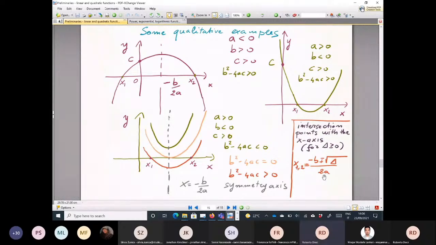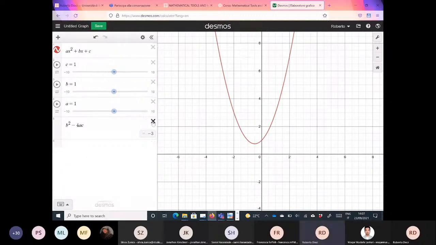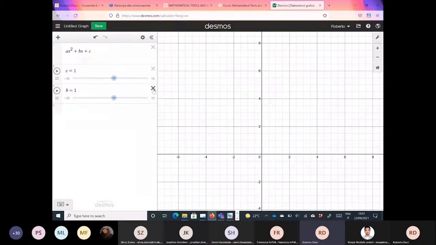Okay, just look at this graph here. Of course, this is what I mentioned earlier, Desmos. It's very friendly, you can learn it immediately. It is possible to write the equation. I can show you how to do that, just to let you know. I remove all of this stuff. I start again from the beginning.